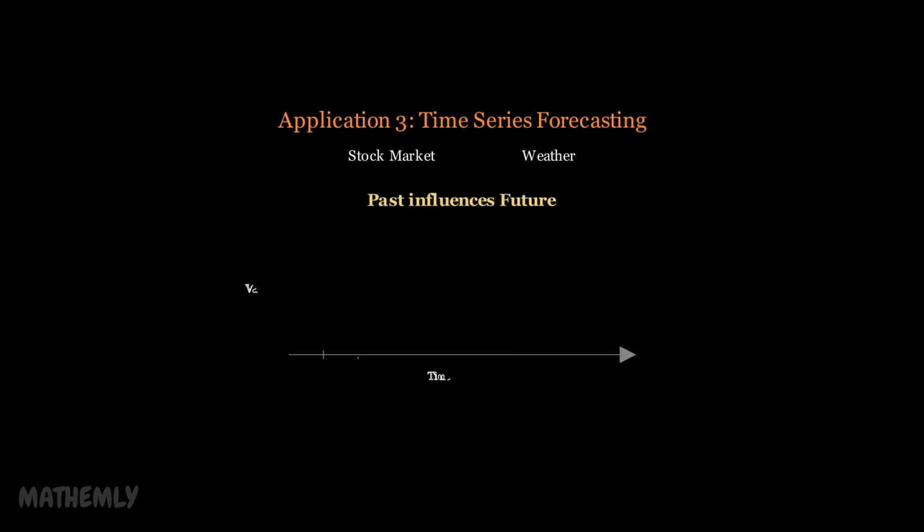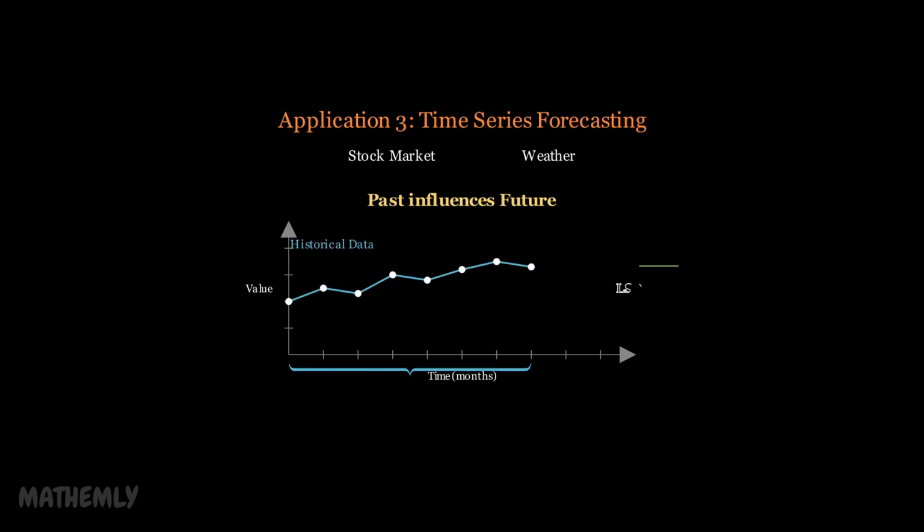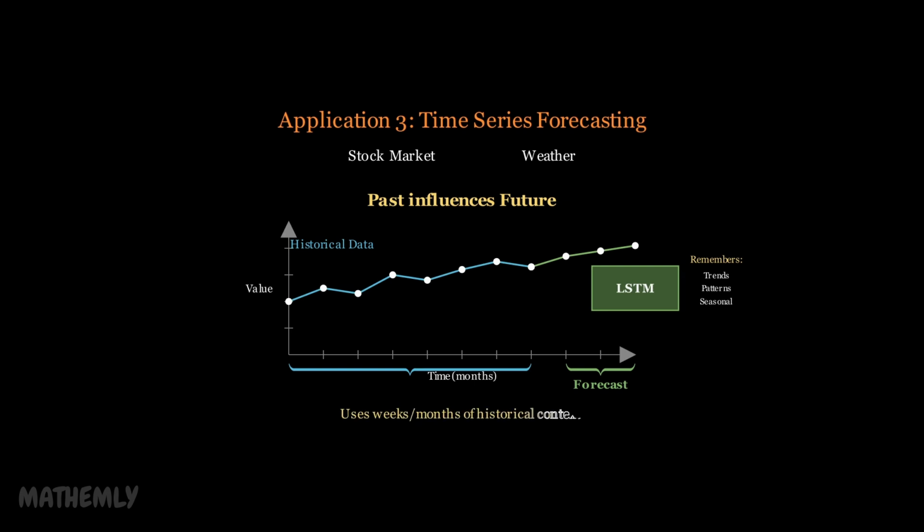Time series forecasting. For predicting the stock market or the weather, the past directly influences the future. LSTMs can look at weeks or months of prior data, hold on to seasonal trends or patterns in their cell state, and use that historical context to accurately forecast what will happen tomorrow.